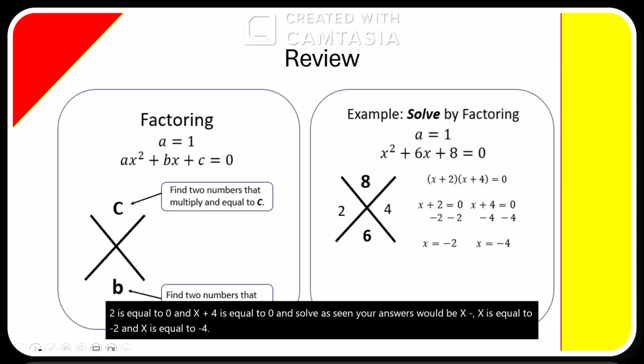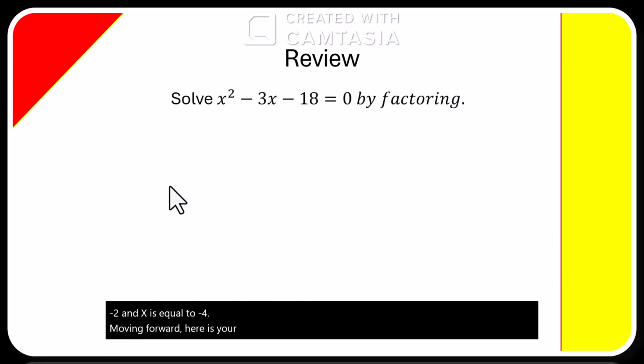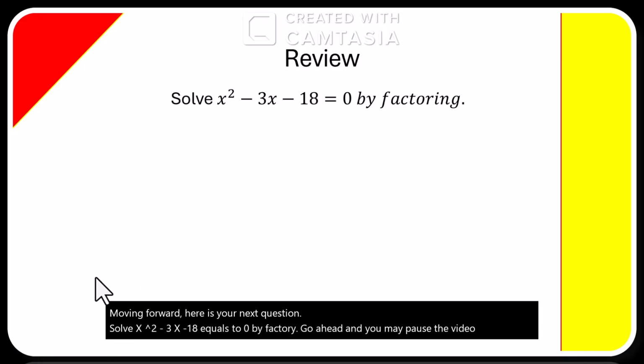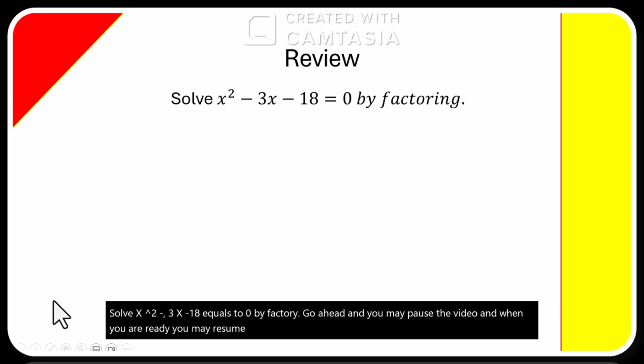Moving forward, here's your next question. Solve x squared minus 3x minus 18 equals 0 by factoring. Go ahead and you may pause the video, and when you are ready, you may resume the video to see the answer.